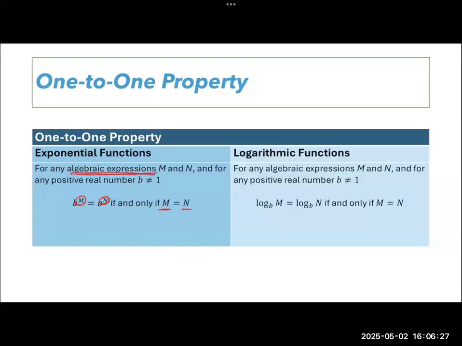Similarly, with logarithmic functions, if you are taking a log of some m expression and the log of some n expression, and again with b's that are the same value on both logs, then again it follows that the m and the n expressions would have to be equal to each other in order for the logs of each of those to be equal to each other.